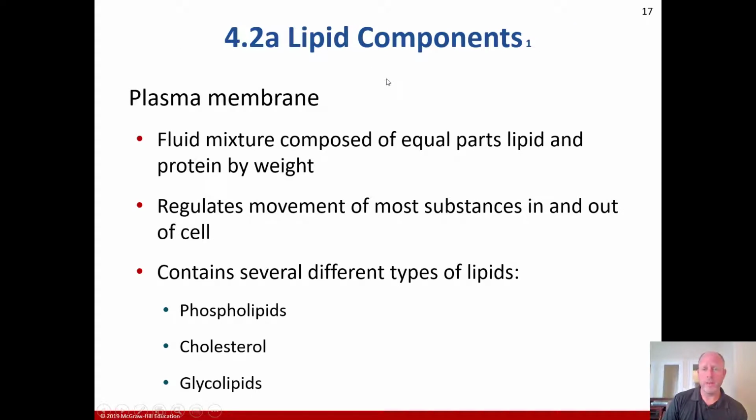For section 4.2, lipid components of the plasma membrane. It's basically a fluid mixture composed of equal parts lipid and protein by weight. It regulates movement of most substances in and out of the cell, between the extracellular fluid outside the cell and the intracellular fluid inside the cell. And it contains several different types of lipids: phospholipids, cholesterol, and glycolipids.